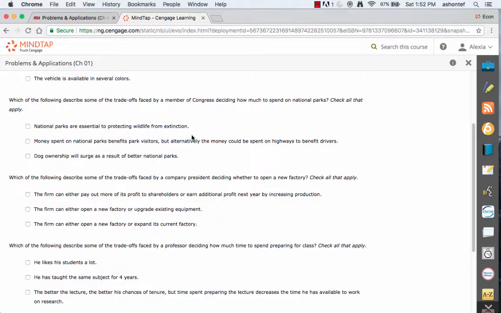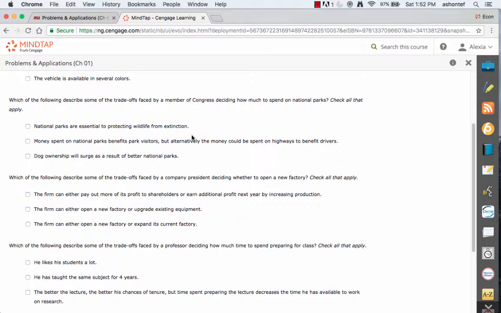The second one says money spent on national parks benefits park visitors, but alternatively, the money could be spent on highways to benefit drivers. Okay, so that one right there, there's a choice there or a trade-off. You can either have money going to benefiting people that are going to the parks, or you could use that money that could go to benefit better highways. So if you're the member of Congress, would that perhaps not be a trade-off to you?